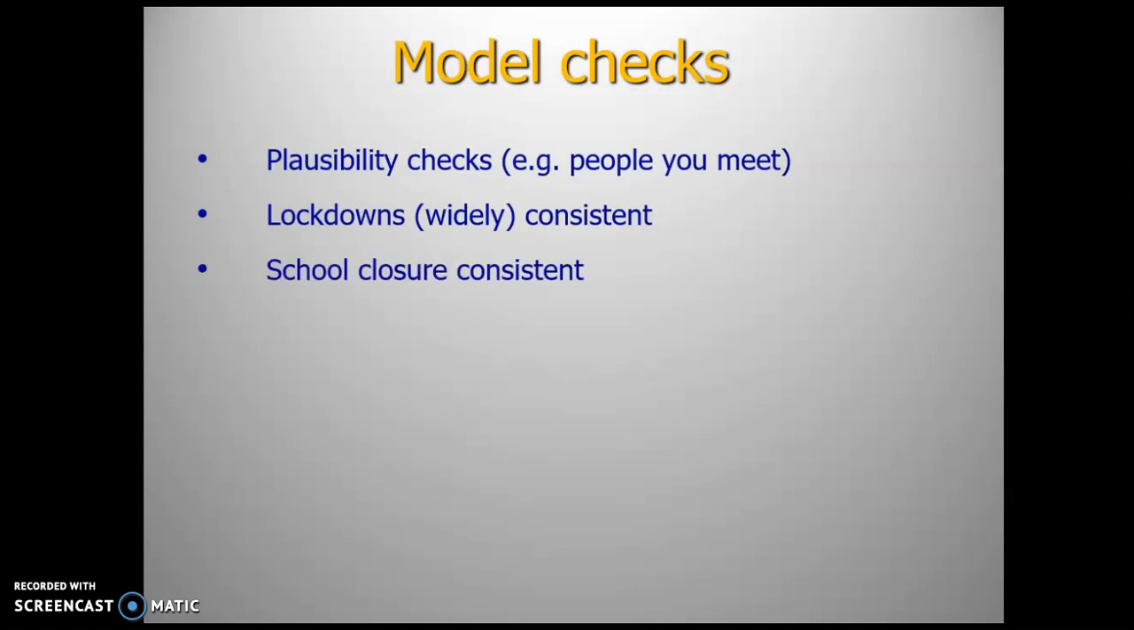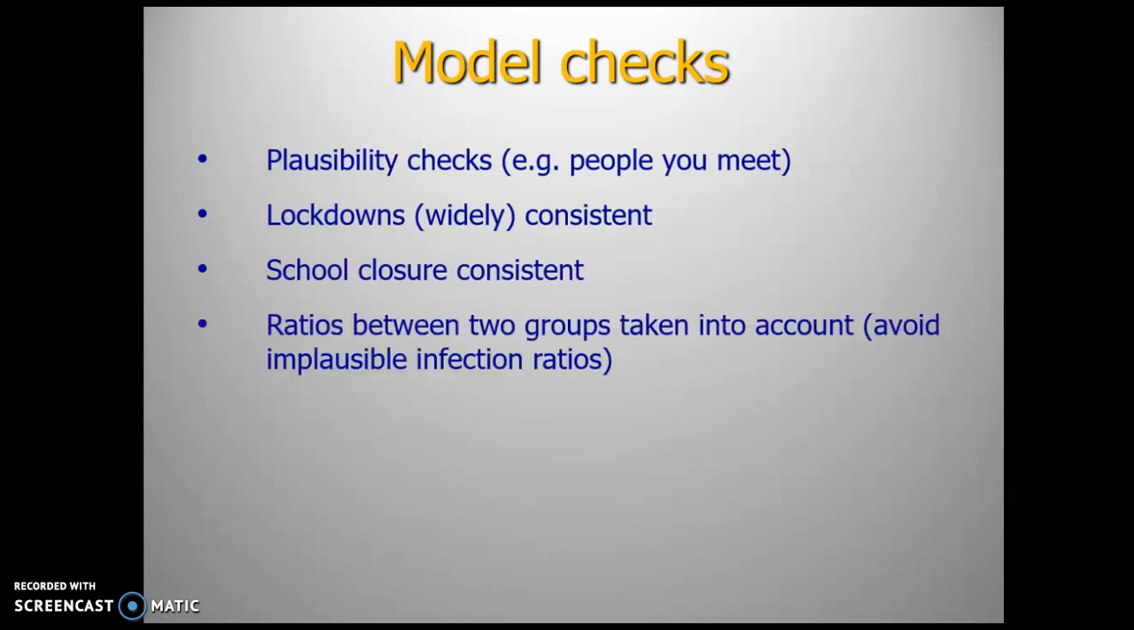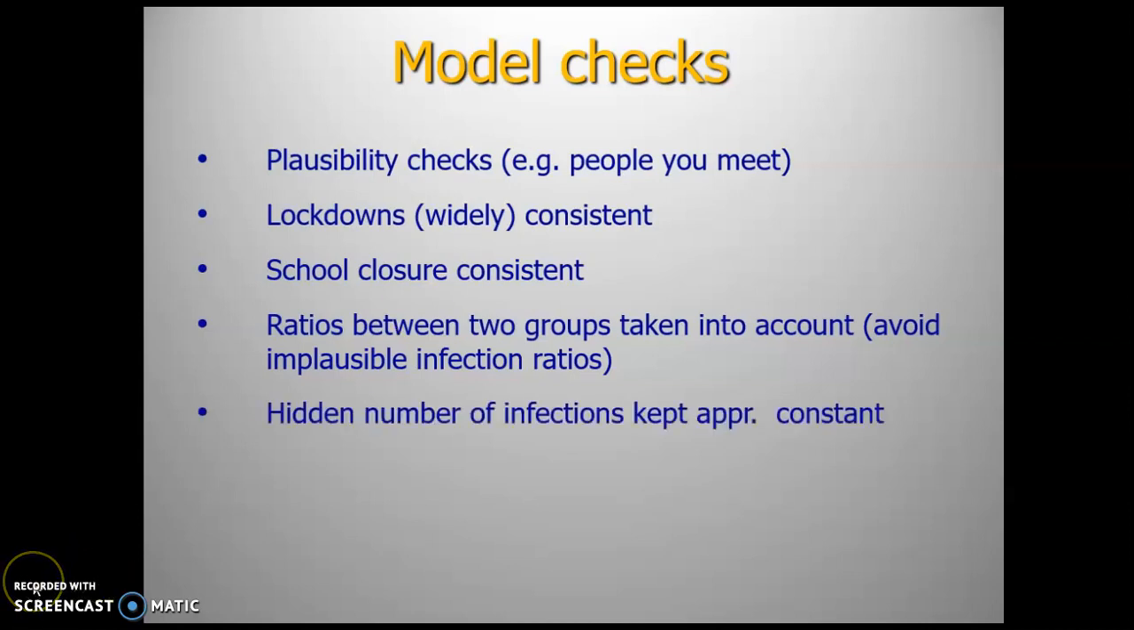I made sure that the parameters between school closure times are consistent. I also made sure that the ratio between two groups is taken into account. There is quite a big variation in the proportional ratio between the infection rates over the year. But I made sure that within the boundary they don't go over certain minimum or maximum values, which are totally implausible. I made sure that the hidden number of infections was kept appropriately constant over the whole time.